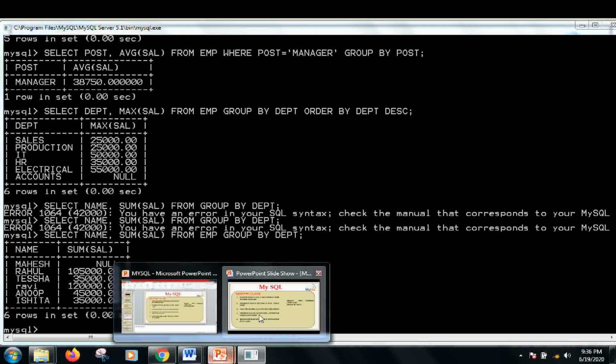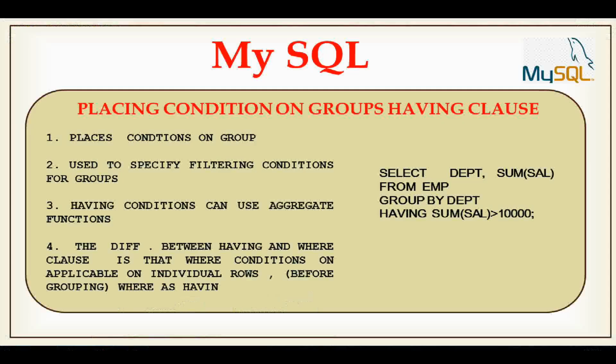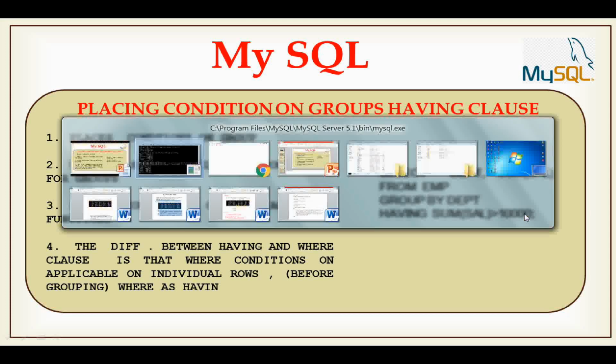You can place conditions on the group using the having clause. It is used to place conditions after the grouping of the records. For example, if you have grouped all the employees department-wise, and you want to see only those departments whose sum of salary is 10,000 or more than 1 lakh or any other figure, you can write that here also.